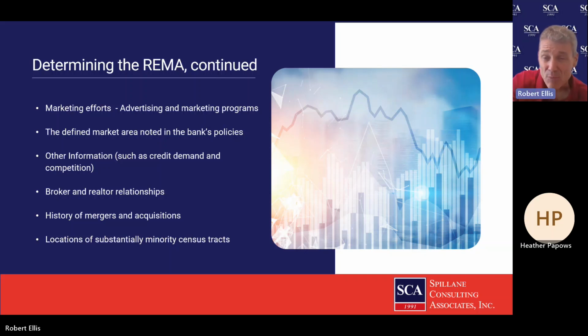Next is if you have any broker or realtor relationships, as well as if you have a history of mergers and acquisitions. Make sure you properly import those areas as well. And lastly, for drawing a REMA, is locations of substantial minority census tracts. When drawing the map and plotting the map, you're going to want to know the exact demographic makeup of the census tracts in and around your REMA.